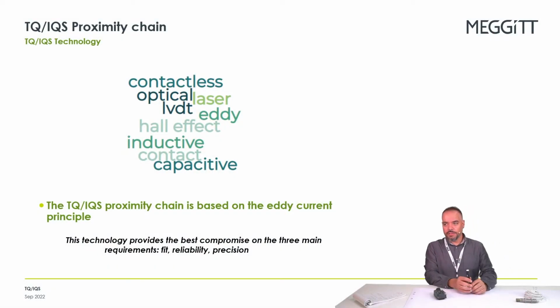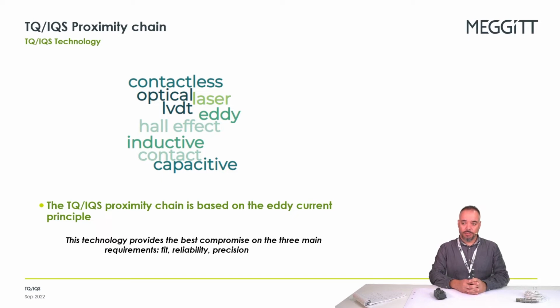There are different technologies that can be used for proximity measurements. You can have capacitive sensors, ultrasound sensors, optical, laser, and many others. Each one of these technologies has advantages and disadvantages. However, for machinery protection and monitoring, the eddy current type of sensors are the ones that offer us the best compromise between the requirements we discussed before: precision, robustness, and fit for purpose.